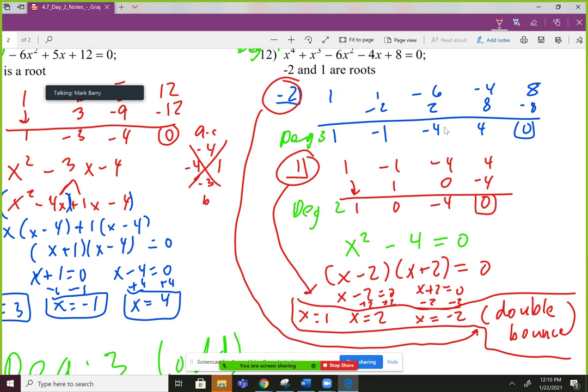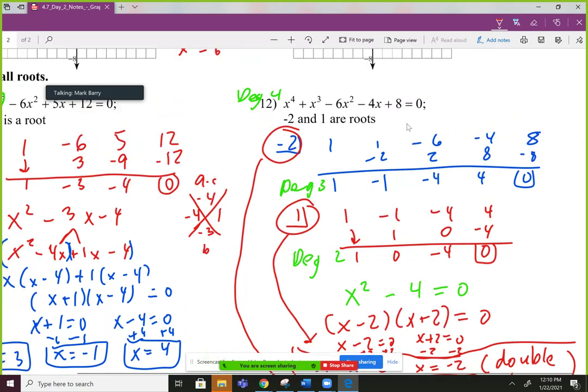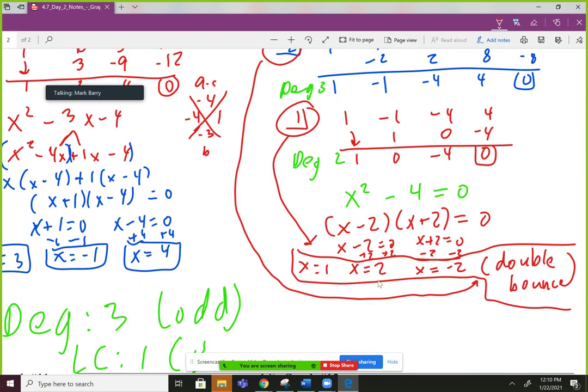Now, wait a minute, Mr. Berry. This was a degree 4 polynomial. Didn't you say a degree 4 polynomial should give us 4 zeros? I did, right? And so how many do we have? Well, it looks like we only have 3. But since negative 2 is a double, we count that one twice, okay? So it's like 1, 2, 3, 4, okay?